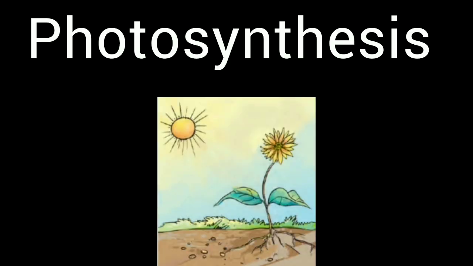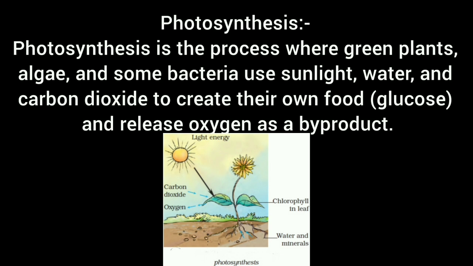In this video, we are learning about the process of photosynthesis. Photosynthesis is the process where green plants, algae, and some bacteria use sunlight, water, and carbon dioxide to create their own food, glucose, and release oxygen as a byproduct. It happens in plants. They make their own food using sunlight, water, and carbon dioxide to create glucose and release oxygen as a byproduct.